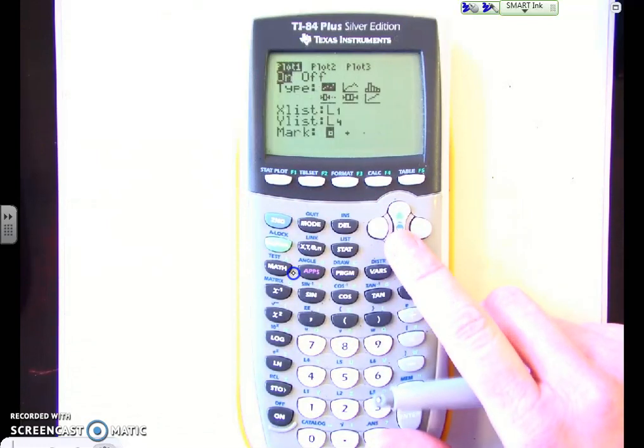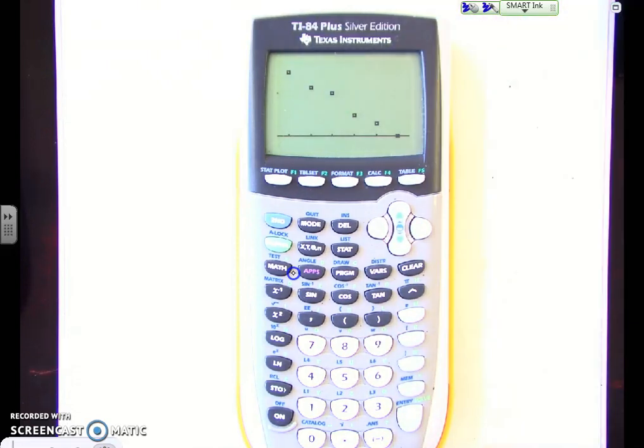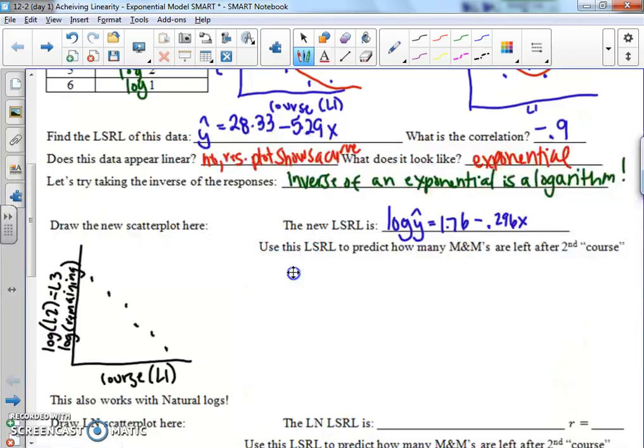Okay, so I'm going to go back real quick just to the least squares regression line. It's a very straight line. And we saw the residual plot had no more curve, which means that now with this logarithm built in here, this is the best fitting line. So let's use this line to predict how many there are left after the second course. Now I know we have that value, but the purpose of a regression line is to make these predictions. So I'm going to take this log of y hat, which equals 1.76 minus 0.296, and since I want to predict it after the second course, well that's what x is, number of courses. So we're going to plug in the second course.